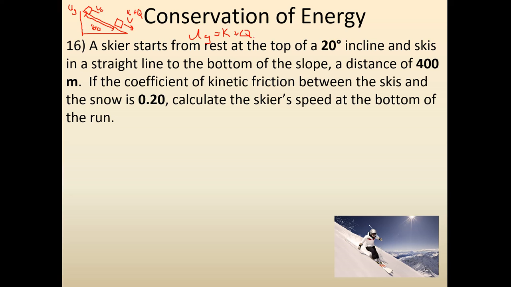Now, in one of the previous videos, I made a comment that Q is sometimes called the work done by friction. So what I can do is replace Q with force of friction times the distance. And that's how I start this problem off. I set the potential energy at the very top equal to the kinetic energy at the bottom plus a little bit of that energy that's being lost to friction.